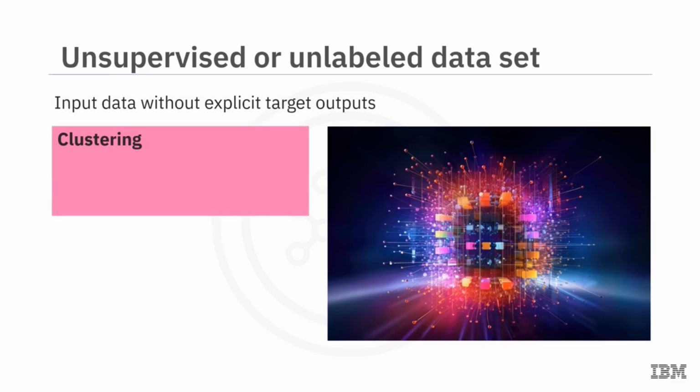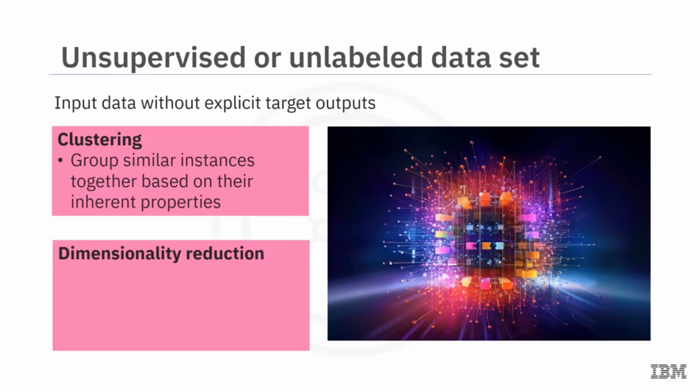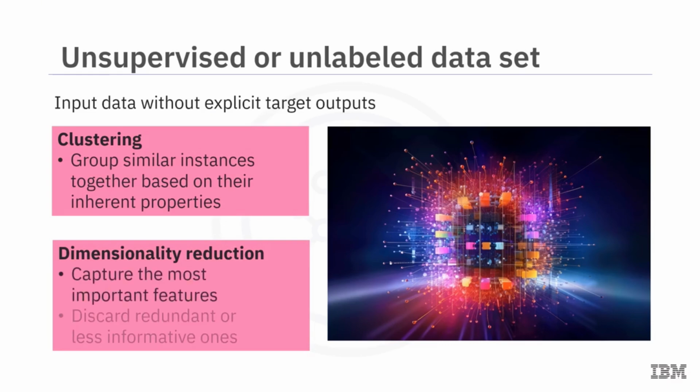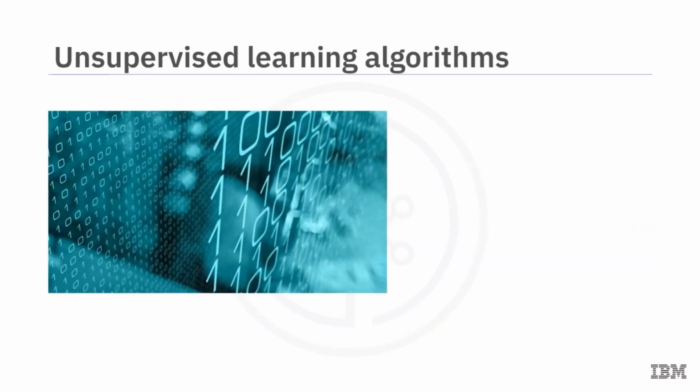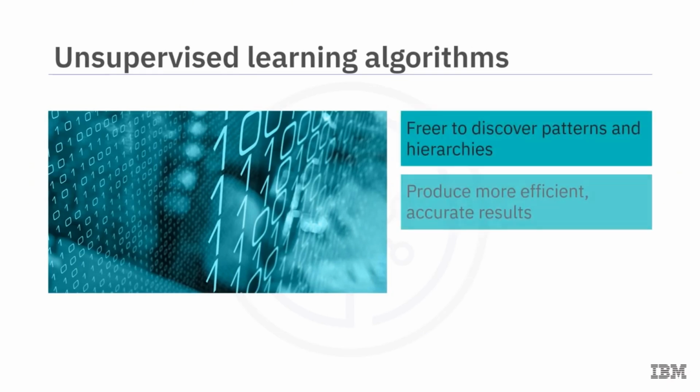Clustering and dimensionality reduction are common applications of unsupervised learning. In clustering, the algorithms group similar instances together based on their inherent properties, whereas in dimensionality reduction, the algorithms capture the most important features of the data while discarding redundant or less informative ones. Therefore, unsupervised learning algorithms are freer to discover patterns and hierarchies within the dataset, thereby producing more efficient, accurate results.